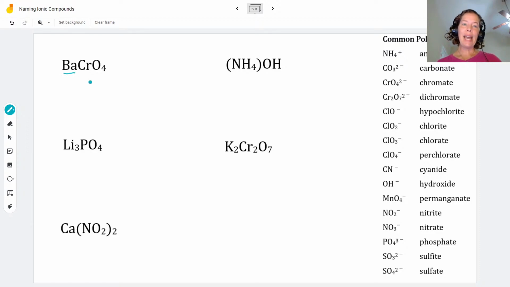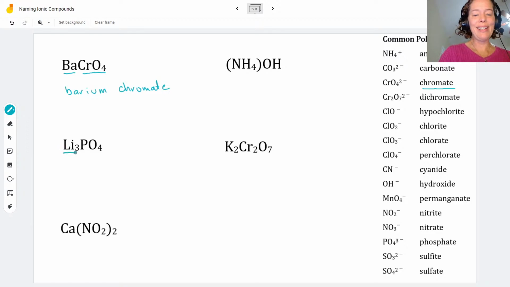So Ba, again, you just find it on the periodic table. This is barium. Okay, you're done with your cation. That's all you need to do. Our anion, again, is a polyatomic ion. We have chromium and oxygen, so we just need to find it on our list. So if we're looking, we can see here it is. This is chromate. And that's it. We're done. That compound is named. Let's keep on rolling here.